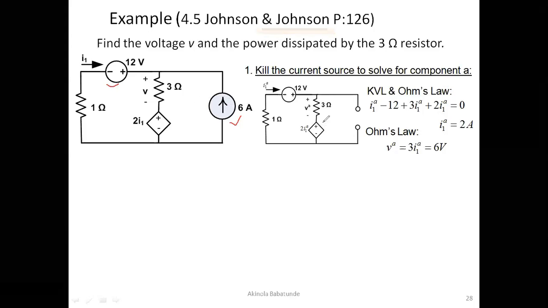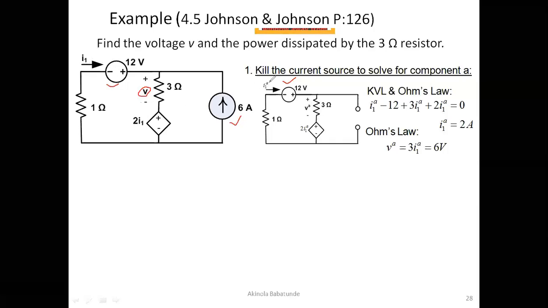When you kill the current source, this becomes an open circuit, okay? And then you have 1 ohms here, 3 ohms here. You have the voltage source here. You have your dependent source here. And then this is the V that we are actually looking for, by the way. So that V now becomes VA. Since we are dealing with component A, it becomes VA.